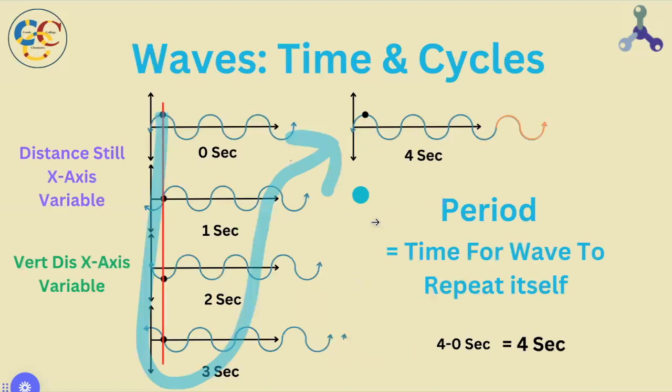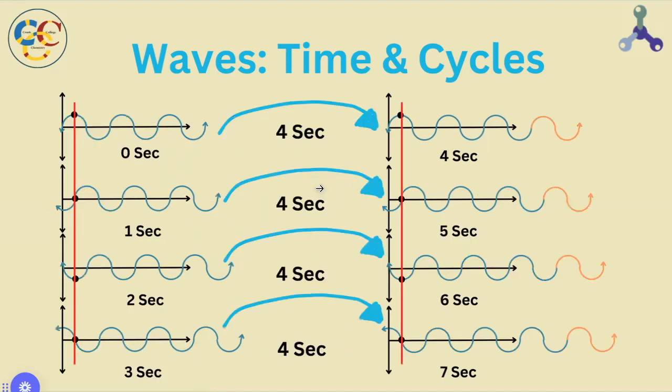This is the amount of time it takes for any single point to start and end in the same spot and in the same direction. For this wave, our period is 4 seconds. Broadly speaking, we can take any one of these snapshots over here and map out a full period later, and we see that it takes exactly 4 seconds every time.